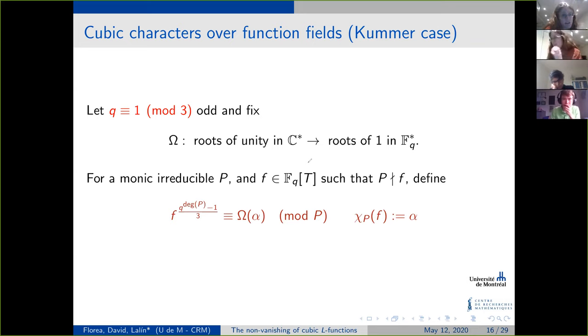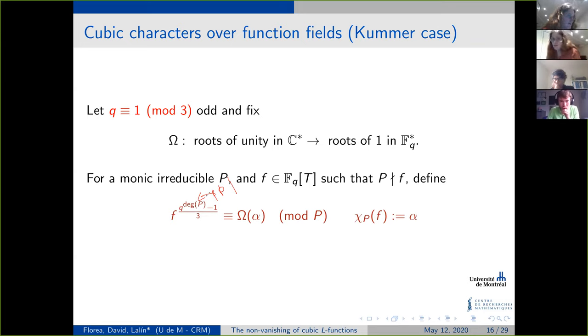So it's like the norm of P. So this is like the norm of P here. So the norm of P minus 1 over 3. And because Q is congruent to 1 mod 3, Q to the degree of P minus 1 is a multiple of 3. So it makes sense to divide by 3, okay?